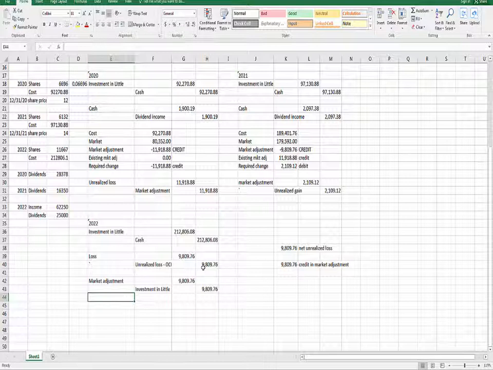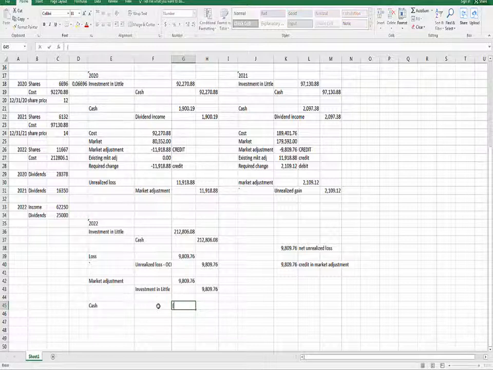Okay, so again, we make this acquisition, we switch to the equity method. What do we have to do? We have to realize any unrealized gain or loss that's sitting in accumulated other comprehensive income, and we need to transfer any market adjustment valuation directly to the investment account. And now we can go ahead and account for our investment under the equity method.